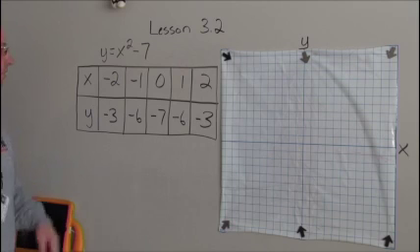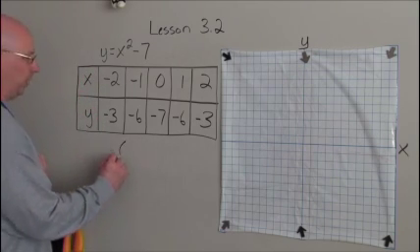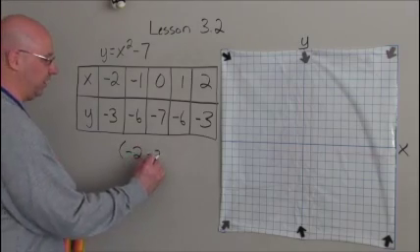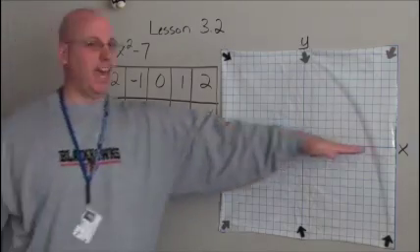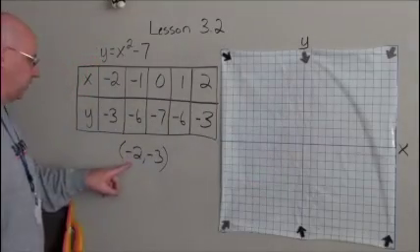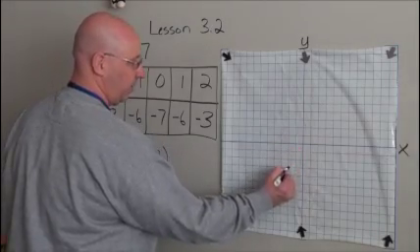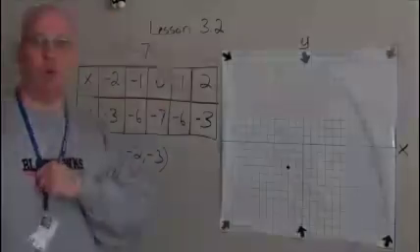Now what I'm going to do is graph it. So these are your x values, these are your y values. You want to look at this as being an ordered pair. So my first ordered pair is negative 2, negative 3. Remember that x is horizontal, y is vertical. So I would go here, say x is negative 2, y is negative 3, and I make a point. Now we do that for the rest of these points.